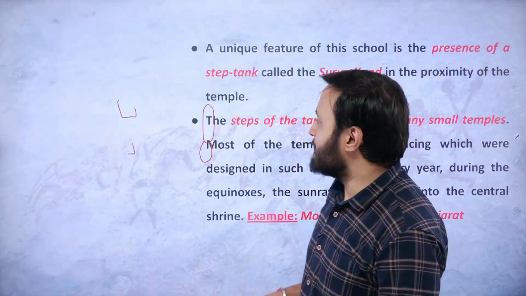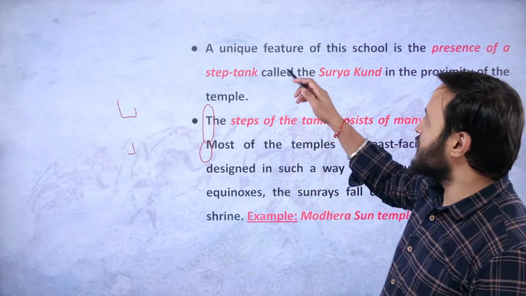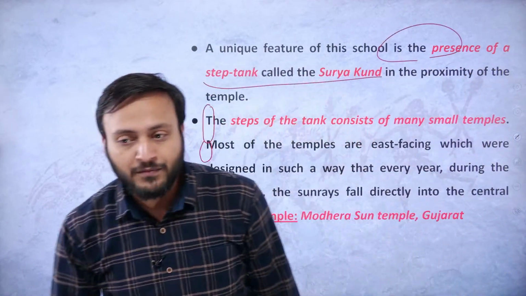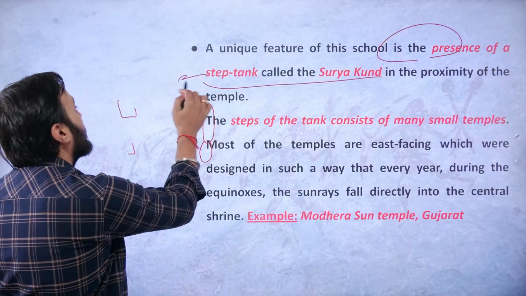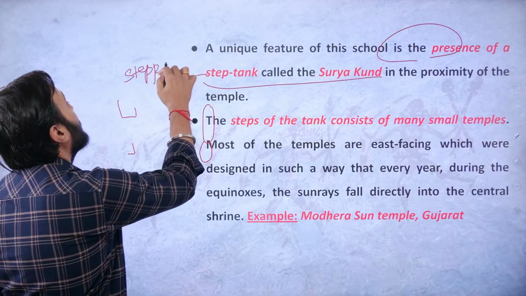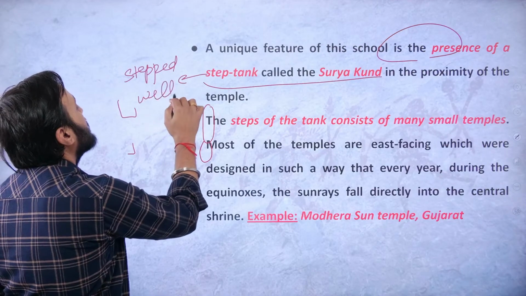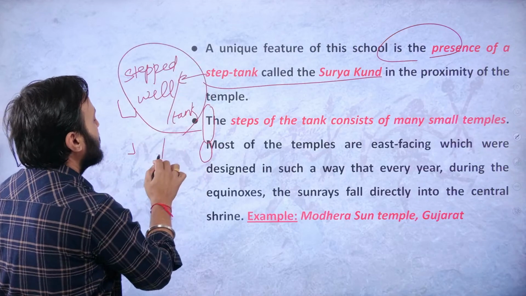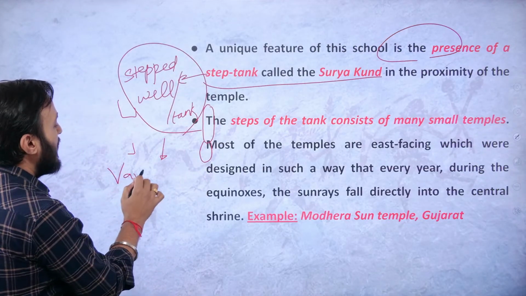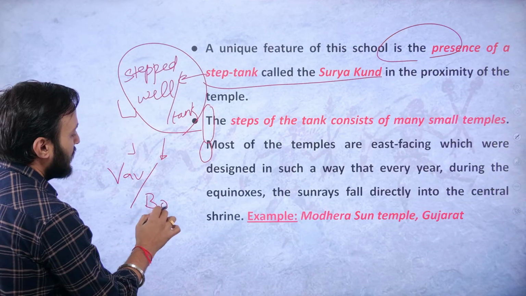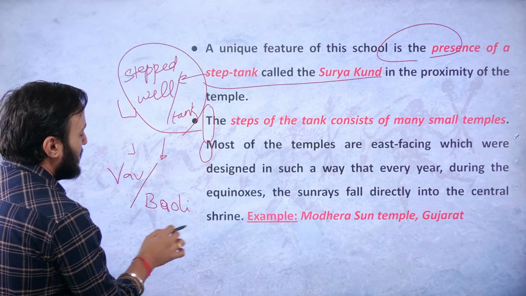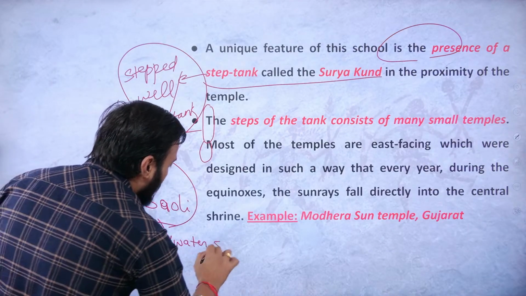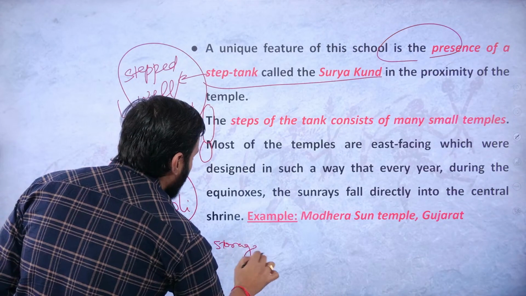So here let me tell you one thing: the most important feature of this style is the presence of the stepped well tank. Okay, stepped well tank. Stepped wells or stepped tanks, guys, are called vav or bawlis. Okay, bawlis. Basically, they are water storage structures.